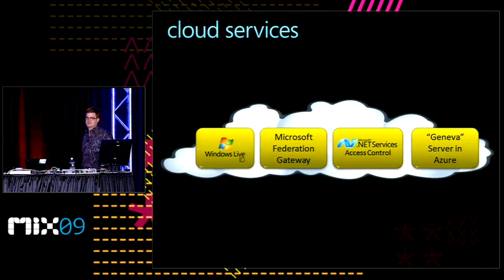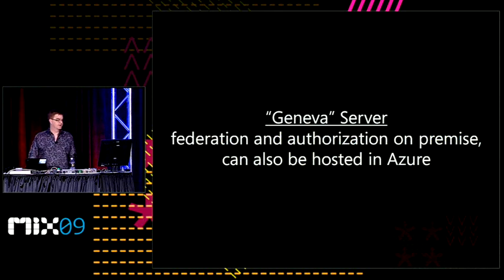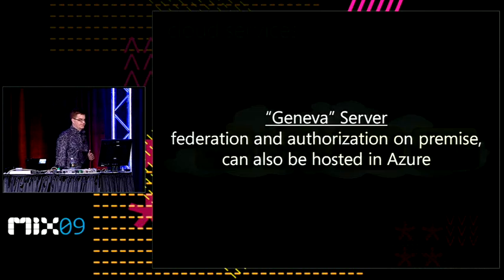So the on-premise version of Geneva Server connects to Active Directory exclusively. The cloud version of Geneva Server can obviously connect to a different data store, right? So the idea is we want to have some symmetry between our on-premise and our off-premise or cloud offering there. It is specifically for federation and authorization on-premise and can also be hosted in Azure.